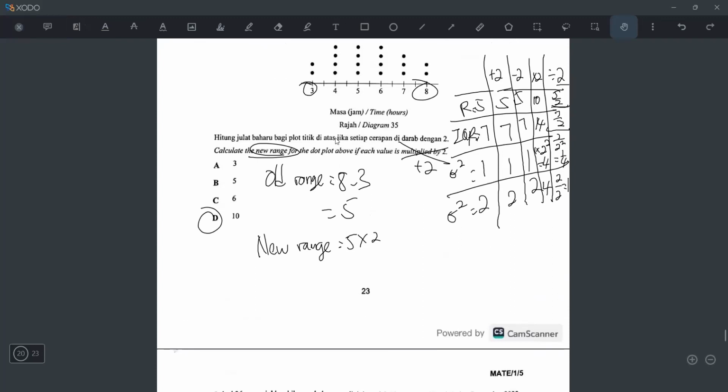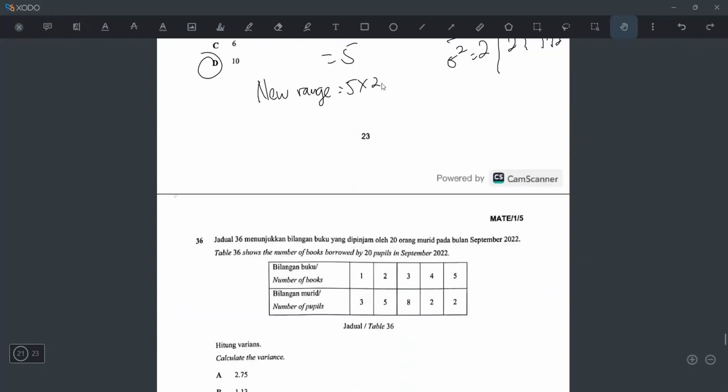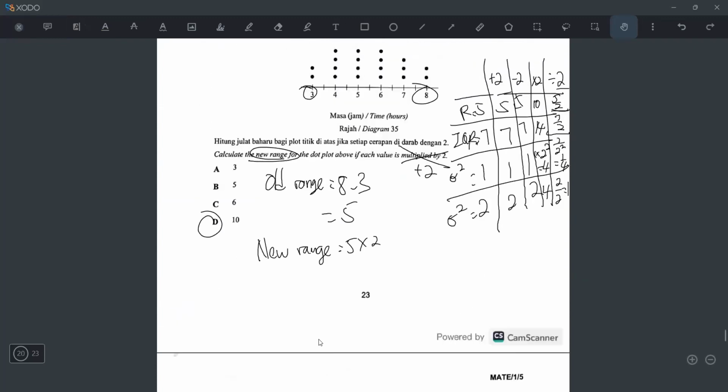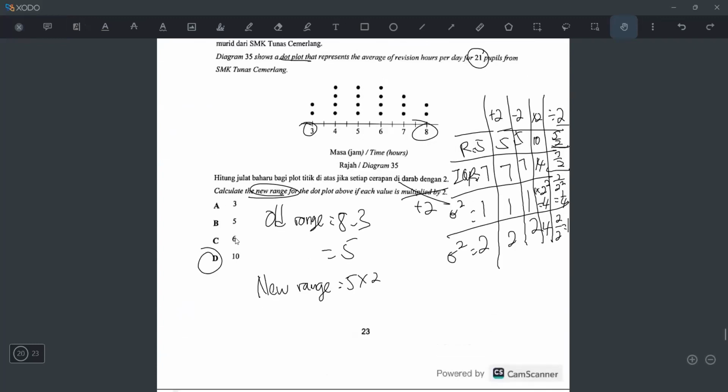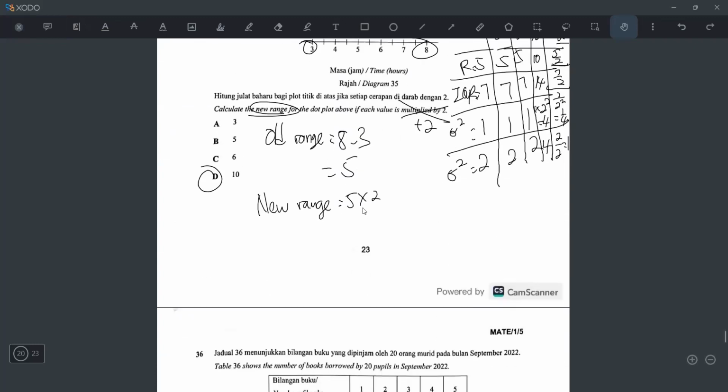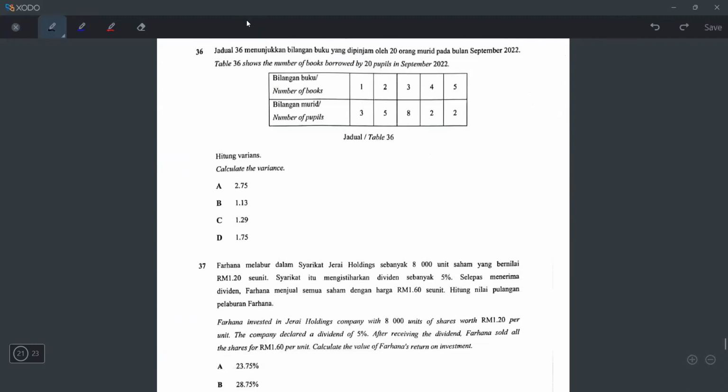Okay. So this one is range, right? That's why just times 2. Or maybe some of you circled B. But B is wrong, because for B you have to multiply by 2. Okay, hope you understand.